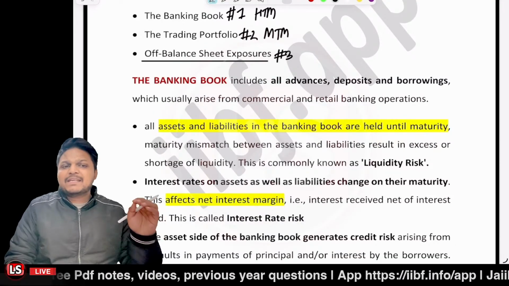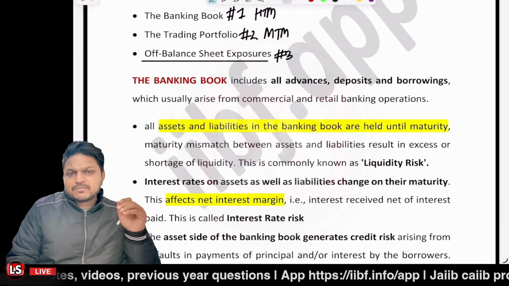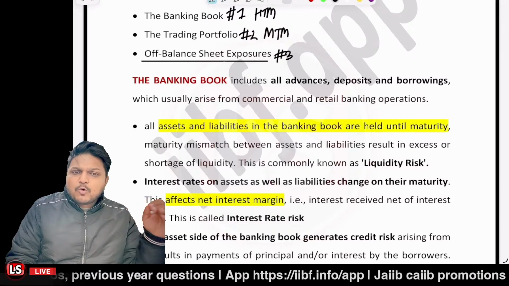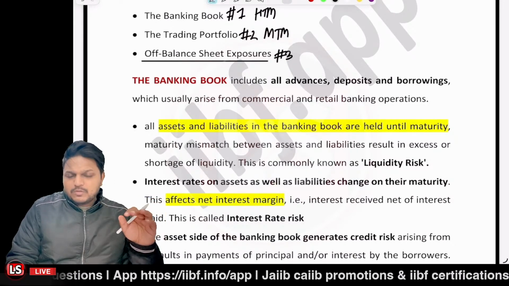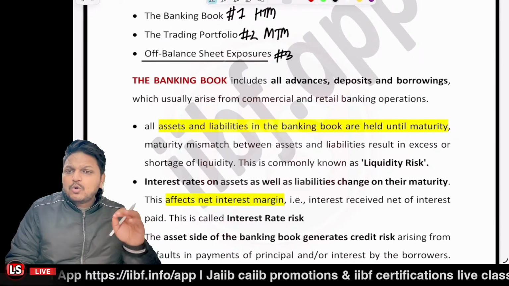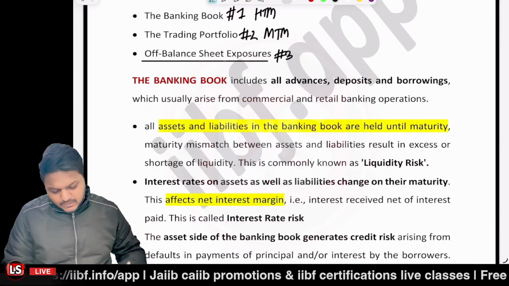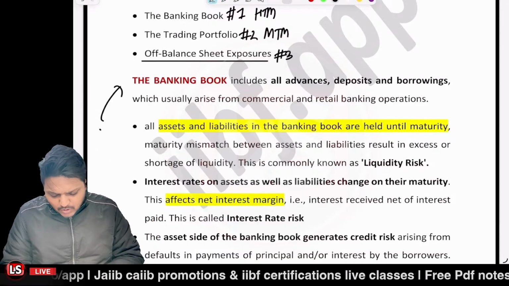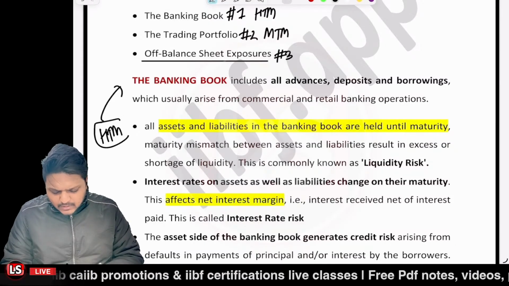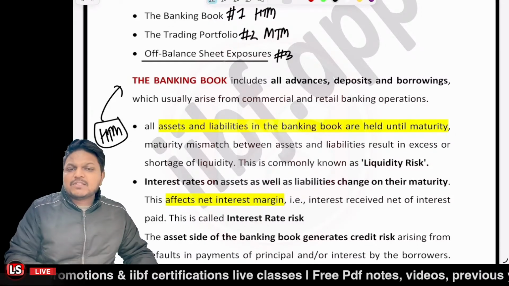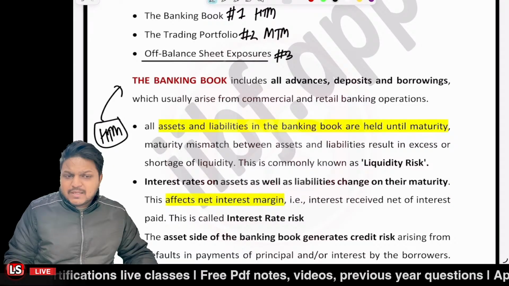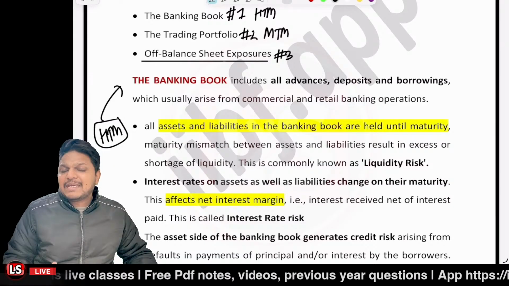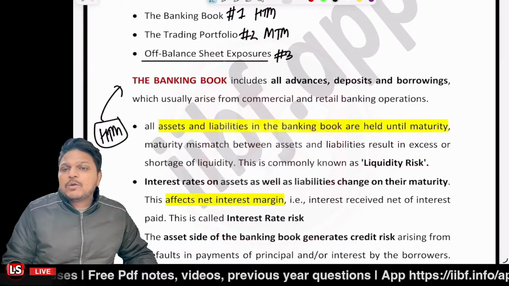Now, in case of banking book, you're having all the advances. Whatsoever your advances, borrowings, right? Those all will be under your banking book, which you're going to hold till the maturity. We are going to hold this all till maturity. Until the maturity, you will be having these things with you, right? And maturity mismatch can be leading to what risk? It can lead to liquidity risk.